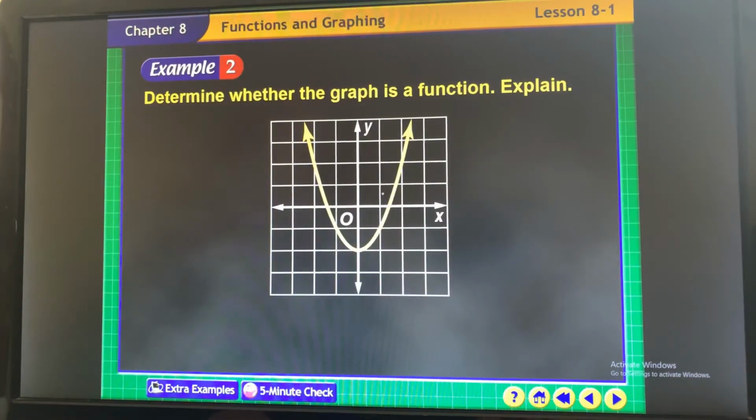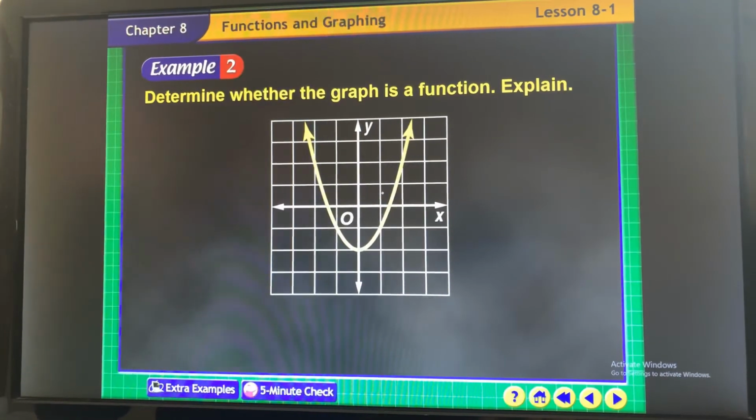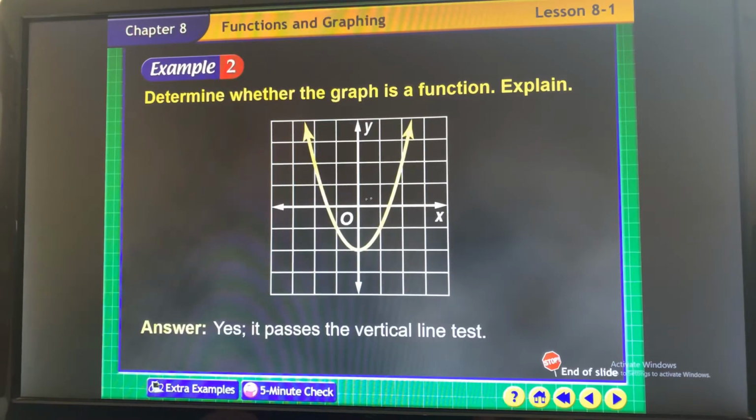Determine whether it's a function. Remember I said it can't be stacked. What you use is what's called the vertical line test. The vertical line test is if you took a pencil or a ruler or some type of straight edge and you drew it like this, and you look to see at any time whether 2 points stack on top of each other. In this case, this parabola passes the vertical line test. So you would say yes, passes the vertical line test. You could say in your homework VLT.